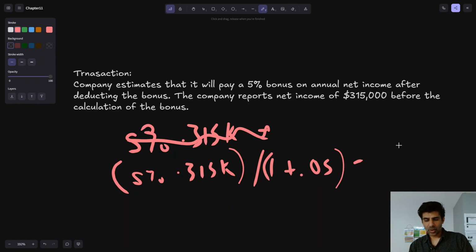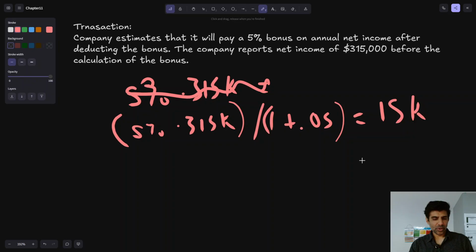Okay, what was the dollar amount you got? 15,000. 15K. Okay, that sounds right, but let's do it a little bit systematically, because you must have done it somewhat systematically, but you tell me if you did it this way.